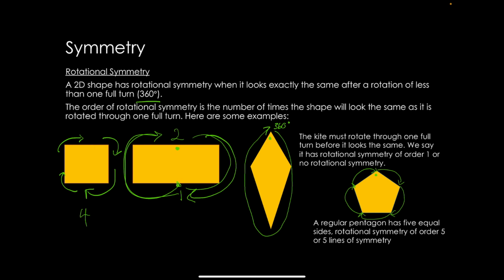It also has 5 lines of symmetry. 1 there, 1 there, 1 there, 1 there, and 1 there. If you go through all the points of a regular shape, a regular pentagon, if you go from the points, you'll be able to draw the lines of symmetry in there.